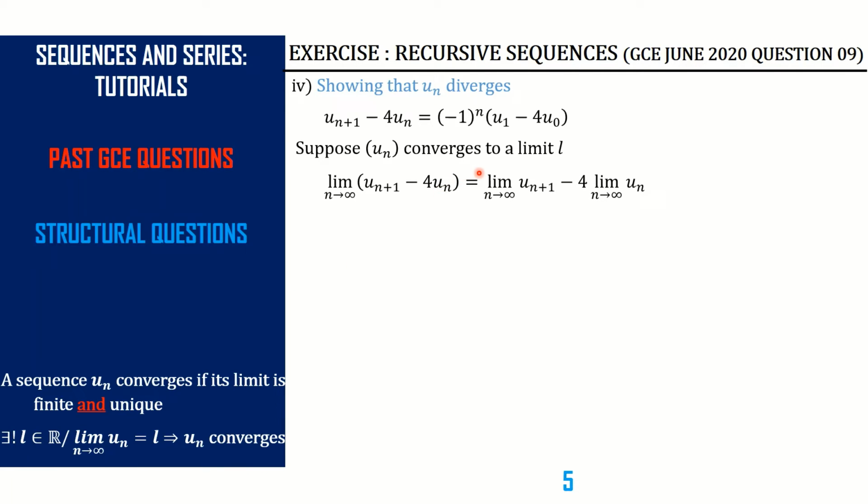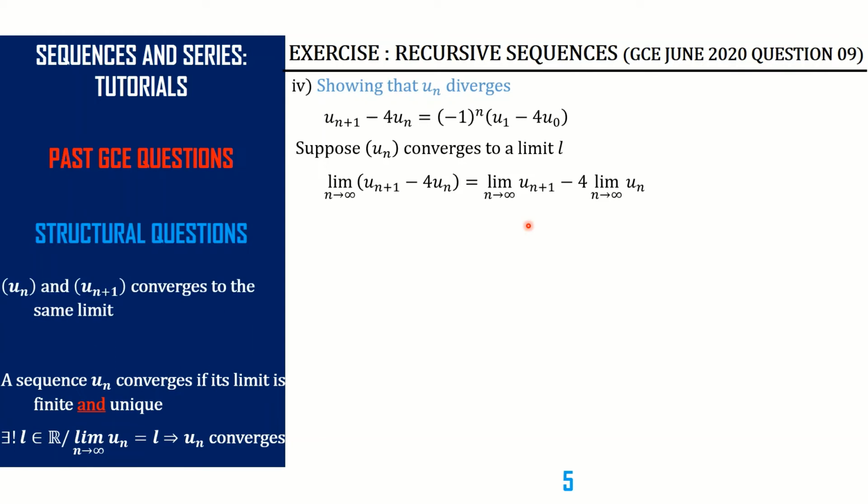Okay, so since I suppose that it converges, it means I can take the limit on both sides of this equation. So the limit as n tends to infinity of the left hand side will be equal to the limit as n tends to infinity of the right hand side. But the limit of the left hand side is the limit of u of n plus 1 minus 4 times the limit of u of n, because I suppose that the limit of u of n exists, meaning that it converges.